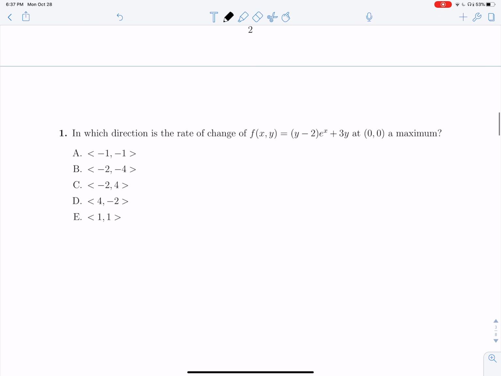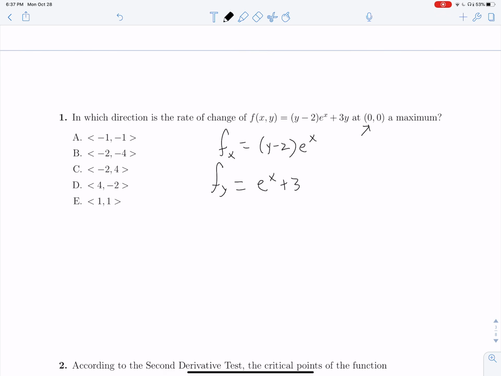So let's go. And immediately, question one, we see an example of something that definitely will not be on our exam. They're just asking for a gradient, so we'll give them a gradient. We need fx and fy. Well, we can find fx. That's just going to be y minus 2 e to the x, and our fy is going to be e to the x plus 3.